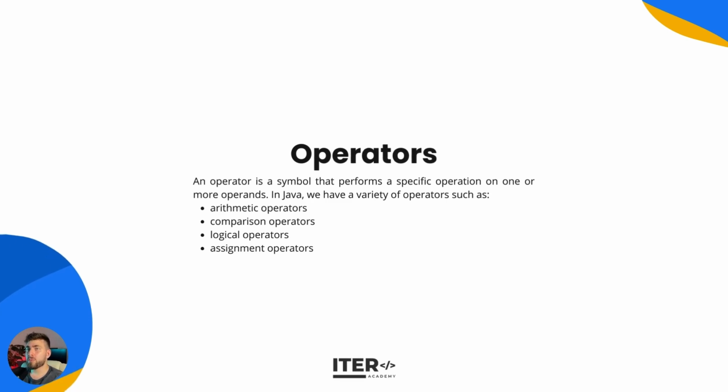An operator is a symbol that performs a specific operation on one or more operands. In Java, we have a variety of operators such as arithmetic, comparison, logical, and assignment operators.